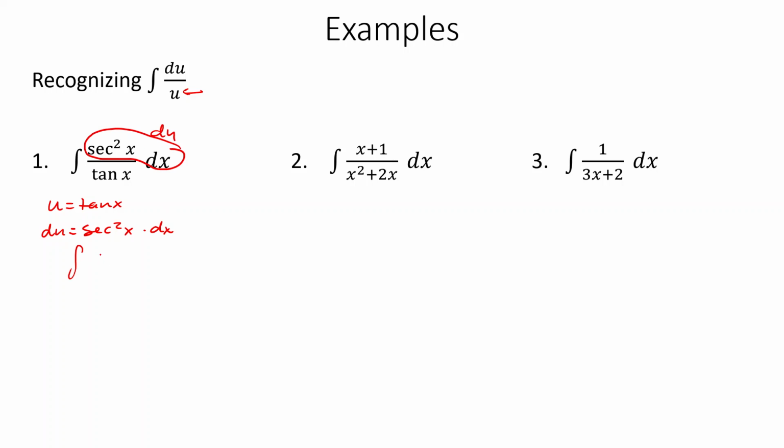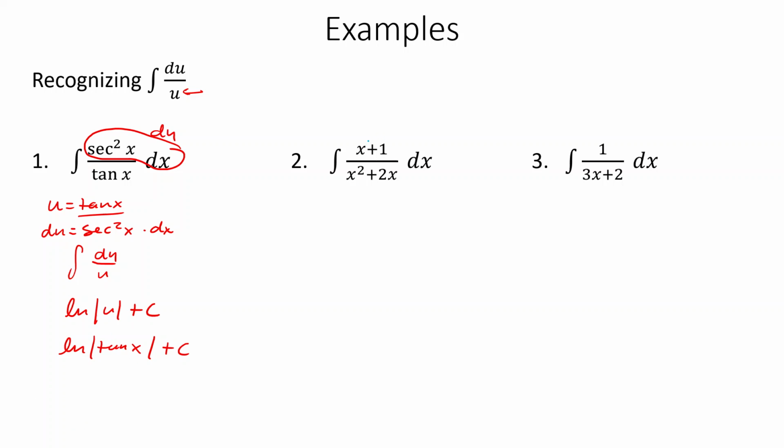So we've got the integral of du over u. So we get the natural log of the absolute value of u plus c, and then we plug back in our tangent. Natural log of the absolute value of tangent x plus c. It is important to have those absolute value bars, guys, so don't forget to have those. Next one, again, we've got a fraction here.